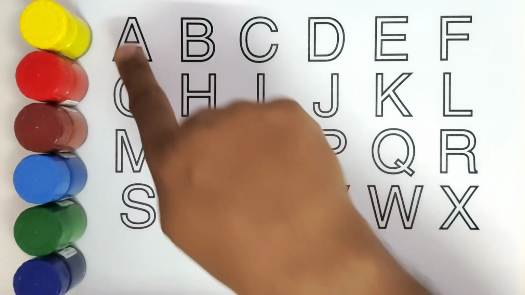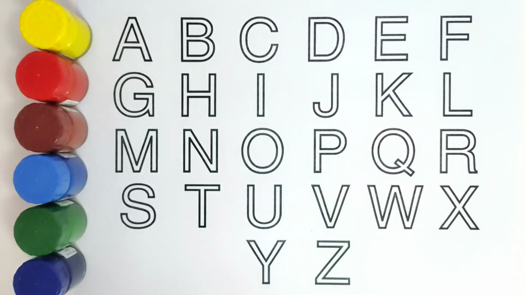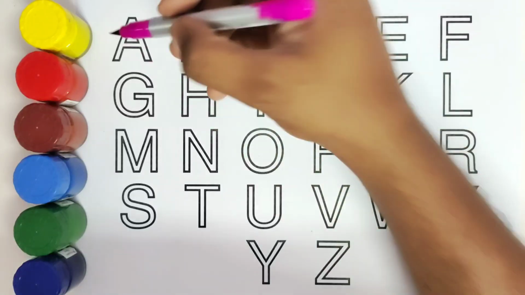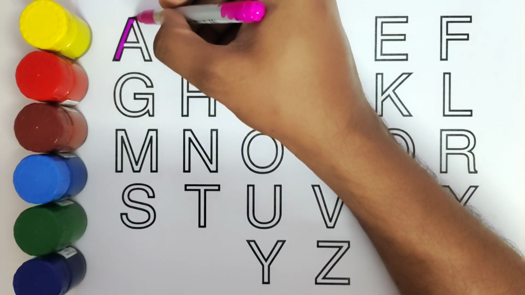Today we are going to learn alphabets. We will be coloring all these alphabets with different colors. Let us get started. This is A. A for apple.